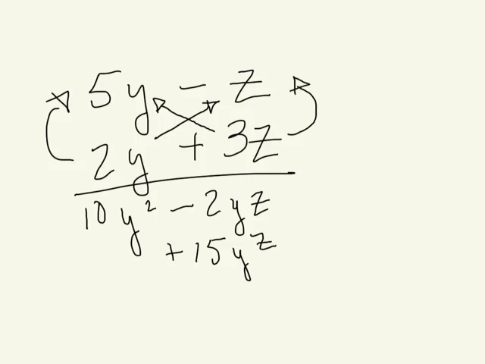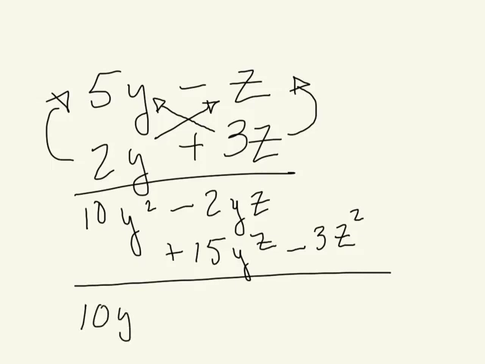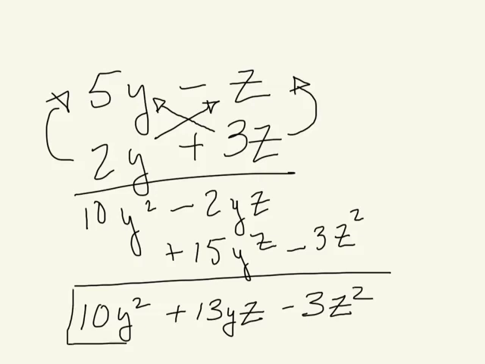Then you have a negative z times a positive 3z. So a negative z times a positive 3z is a negative 3z squared. Going to add up columns. This goes 10y squared plus 13yz minus 3z squared. Right there's your answer, and you're finished.